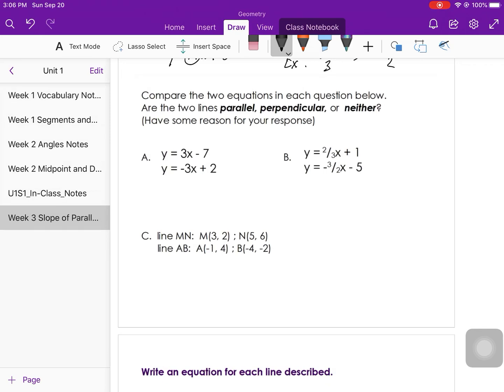So the first letter here, A, is y equals 3x minus 7 for line number 1, and then y equals negative 3x plus 2 for line number 2. So what we are comparing is what's in front of the x's. Those are our slopes. So the first one is 3, and they're not exactly the same because one's negative, so it can't be parallel. But to be perpendicular, they would have to be opposite reciprocals. Now, the reciprocal of 3 is actually, if you treat it as 3/1, 1/3. So negative 3 is not the opposite reciprocal of 3. So this is an instance where we would write neither, because it doesn't meet either criteria.